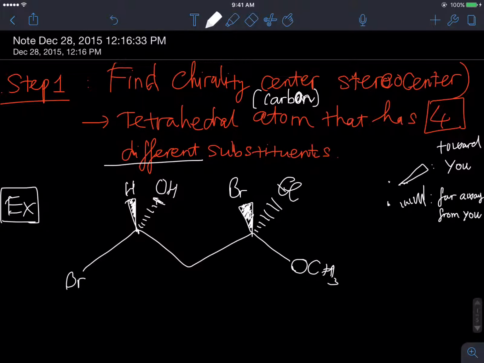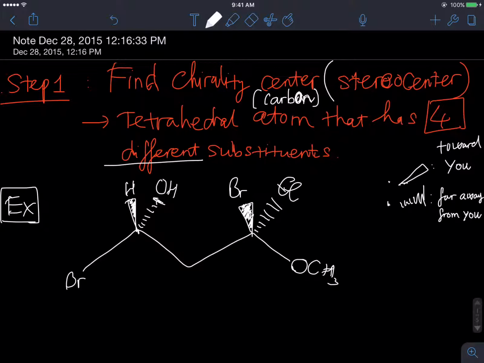Hi everyone. Today I'm going to talk about how to determine RS configuration. Before we do that, the first step is to find the chirality center. We can call it the stereo center.